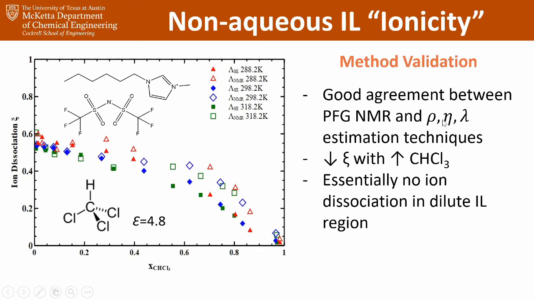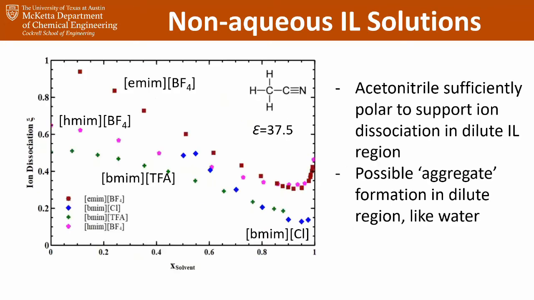So there is very good agreement between the pulse field gradient NMR and the density, viscosity, conductivity estimation method, that this ion dissociation decreases dramatically with increasing solvent. And there's essentially no ion dissociation in the dilute IL region, as the solvent is not able to solvate the cation and the anion.